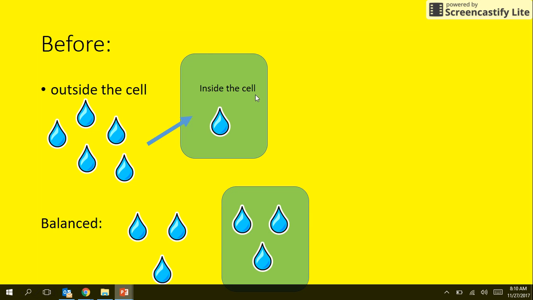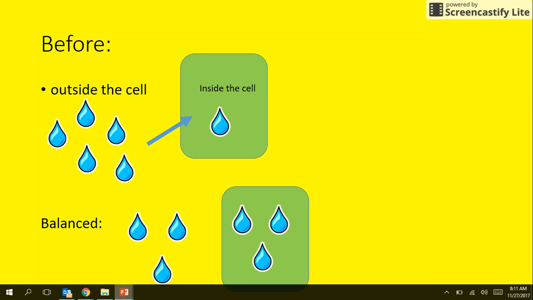I hope you said inside the cell. We see that there are 5 water molecules on the outside and 1 water molecule on the inside. In order to create a balance, we want to push the water molecules to the inside of the cell. Now we have 3 water molecules on the outside and 3 water molecules on the inside, and everything is good.